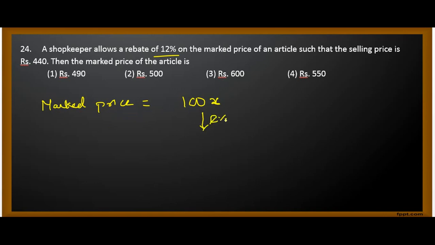12% of 100x is nothing but 12x. If you deduct this rebate from the market price, you will get the selling price. So 100x minus 12x is equal to 88x. This is the selling price. But according to the question, what is the selling price given? The selling price is 440. So 88x is equal to 440. On simplification, you get x equal to 5.